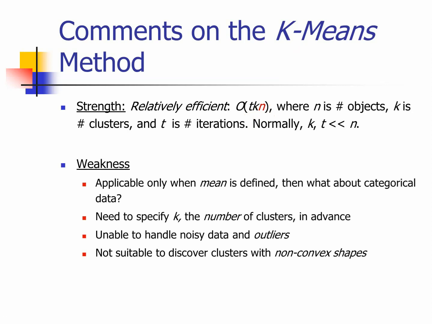However, it of course has some disadvantages. First of all, it is applicable only when the mean is defined. Then what about categorical data? Remember, we were looking at a binary data set. When that's the case, how can we really find the center and the representative one? Of course, in that case, the medoid is going to be a more suitable way, and that's another deeper topic that we can look into.